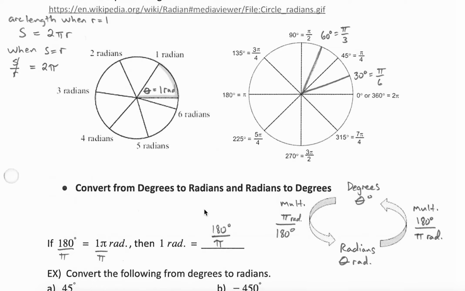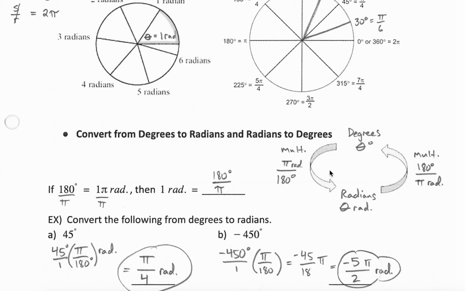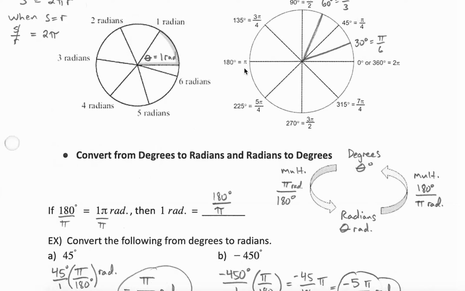What if we have angles that are not quite in those intervals? Well, we have a way that we can determine or convert from degrees to radians. If I have an angle that's in degrees, how many radians is that? Let's go back up here and see that we said that 180 degrees was 1 pi, and we can use that to get our conversion. So if 180 degrees is 1 pi radians, to solve for 1 radian, I can just divide both sides by pi. So 1 radian is equivalent to 180 degrees divided by pi.